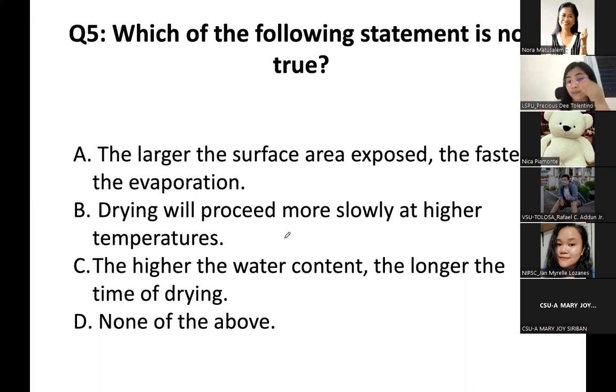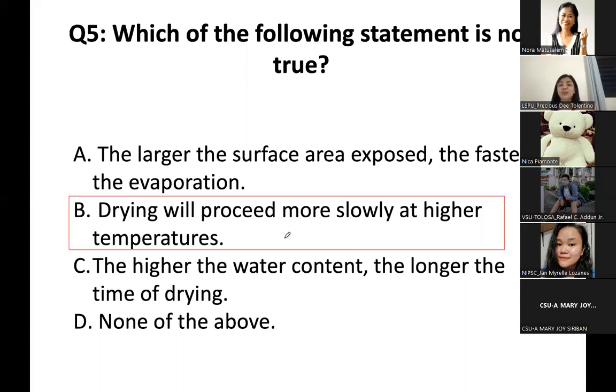So intindihin natin. May mga sumagot na, letter B. How about the others? Okay, so all of you answered letter B. Madaling intindihin. Of course, this is not true. Drying will proceed faster at higher temperatures. Natural, mas mainit, mas mabilis mag-dry. So the rest, tama ito. The larger the surface area exposed, the faster the evaporation. And ito, the higher the water content, the longer the drying period.